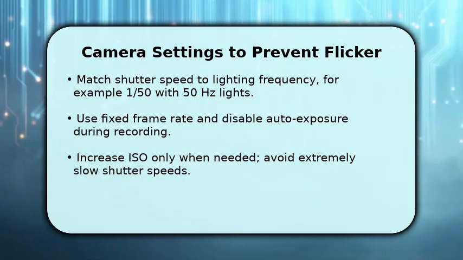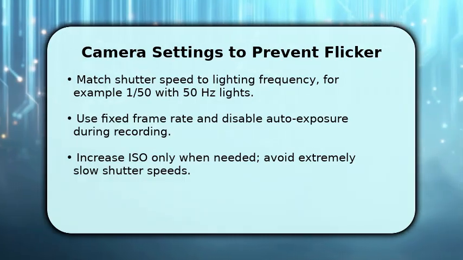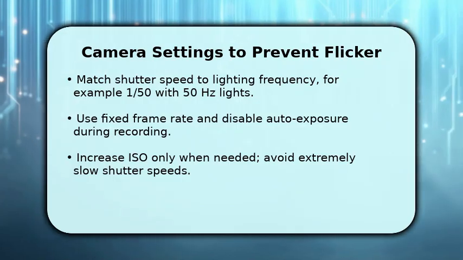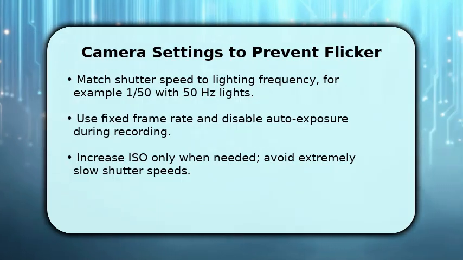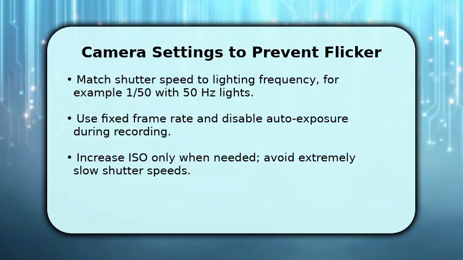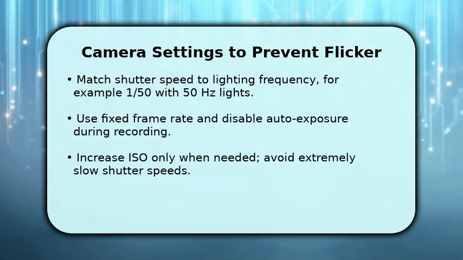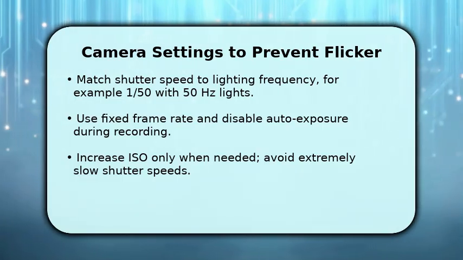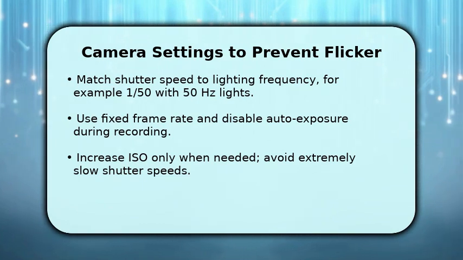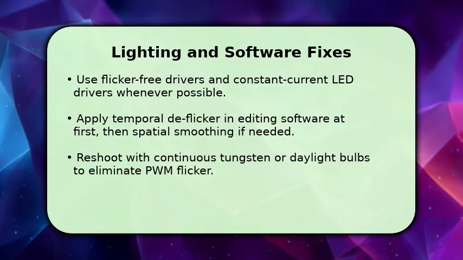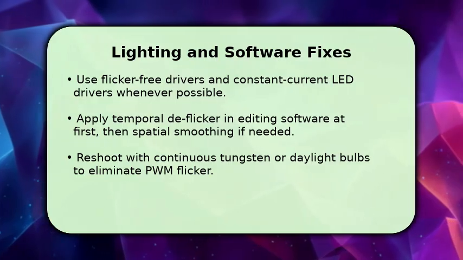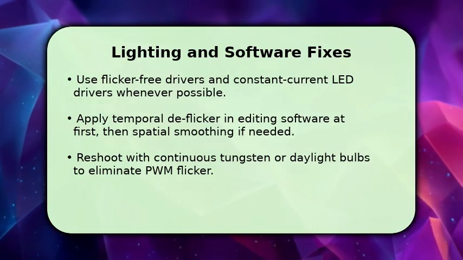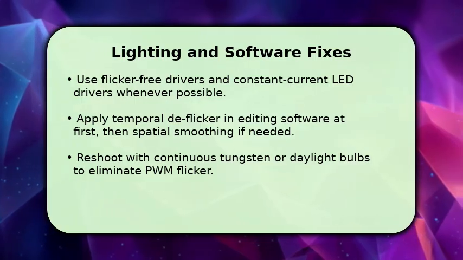Prefer shutter speeds that are multiples of the main cycle to reduce interference patterns. Increase ISO only when necessary and avoid extremely slow shutter speeds that capture light flicker. When possible, use continuous lighting without PWM or choose bulbs rated as flicker-free. Use flicker-free drivers and constant current LED drivers whenever possible to eliminate PWM flicker at the source.